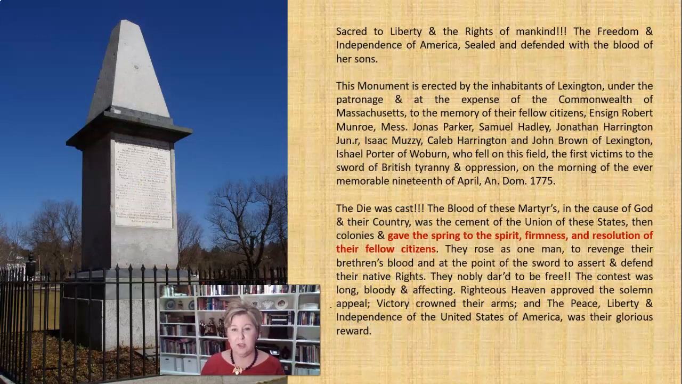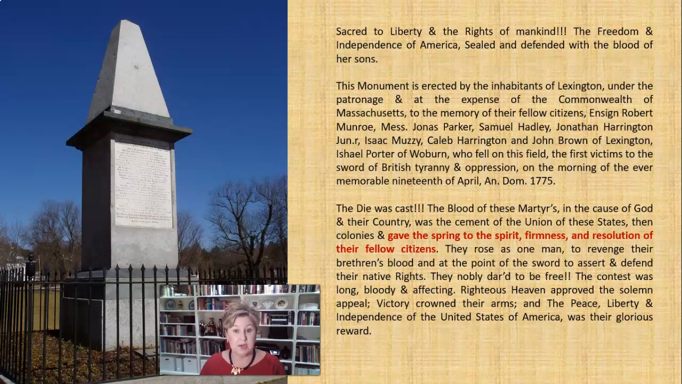"Sacred to liberty and the rights of mankind, the freedom and independence of America, sealed and defended with the blood of her sons. This monument is erected by the inhabitants of Lexington under the patronage and the expense of the Commonwealth of Massachusetts to the memory of their fellow citizens, Ensign Robert Monroe, Misters Jonas Parker, Samuel Hadley, Jonathan Harrington, Isaac Muzzy, Caleb Harrington, and John Brown of Lexington, and Ishael Porter of Woburn, who fell on this field, the first victims to the sword of British tyranny and oppression, on the morning of the ever memorable 19th of April, Anno Domini 1775.